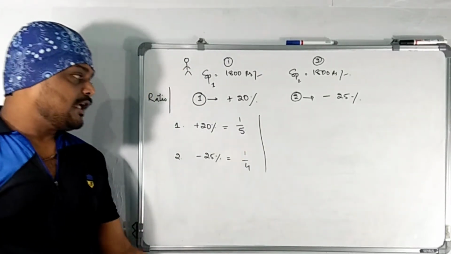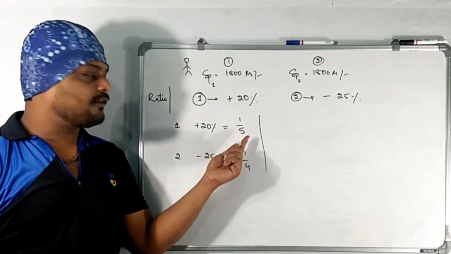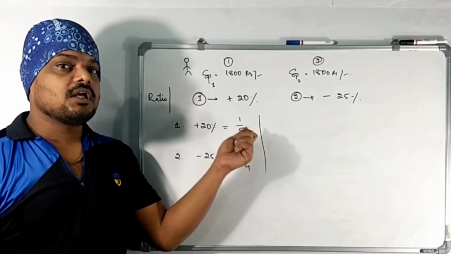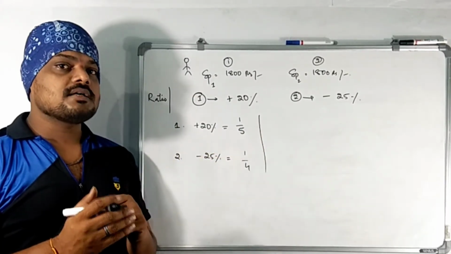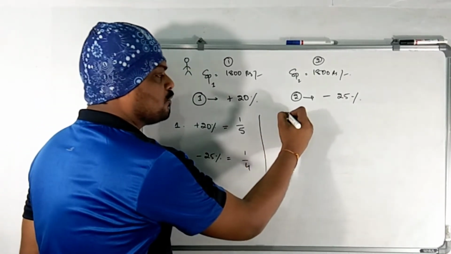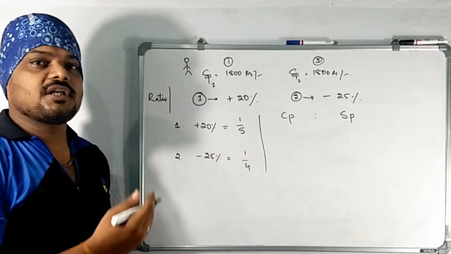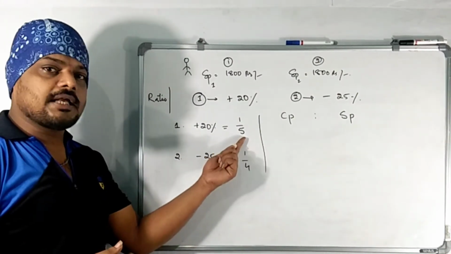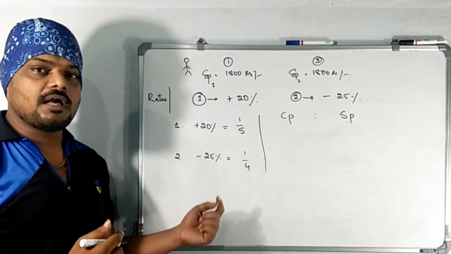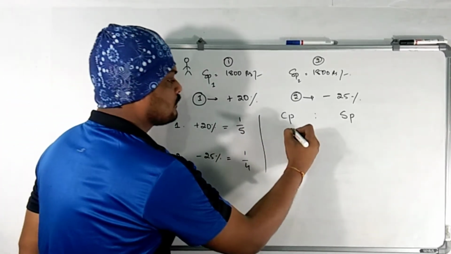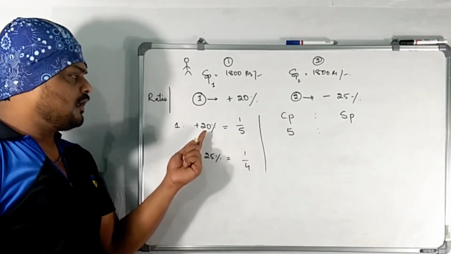Let us convert the fractions into ratios to get the values of cost price and selling price. So here I am taking the values of cost price and selling price by converting the fractions into ratios. Let us consider 5 units as the cost price.